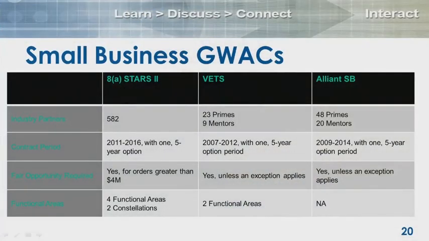The next is just kind of how our GWACs are broken up. 8A Stars 2 is broken up into what we call constellations and functional areas. Essentially, the type of work that you're going to issue would determine which functional area it goes in, okay? And that's all something we can help you out with.